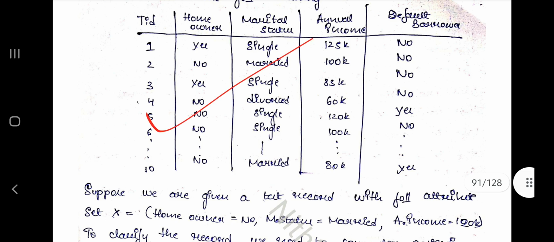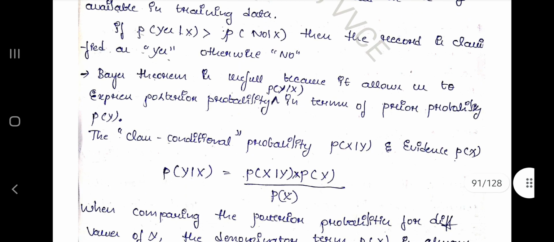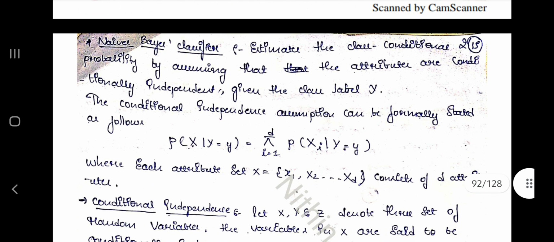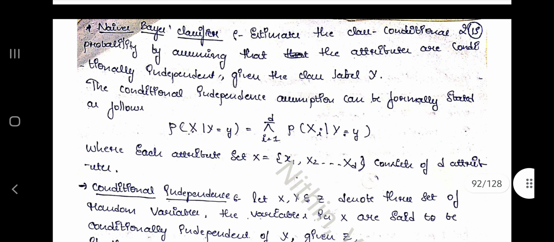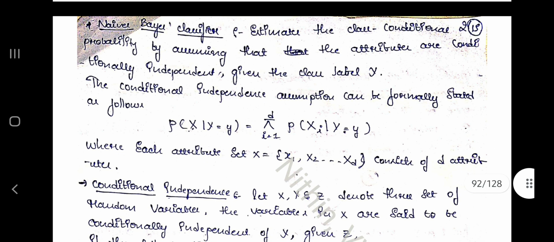Here an example is also given. This one I will be explaining in the algorithm and numerical video. And the application of the Bayesian classifier is the Naïve Bayes classifier. Here also it is the same thing.